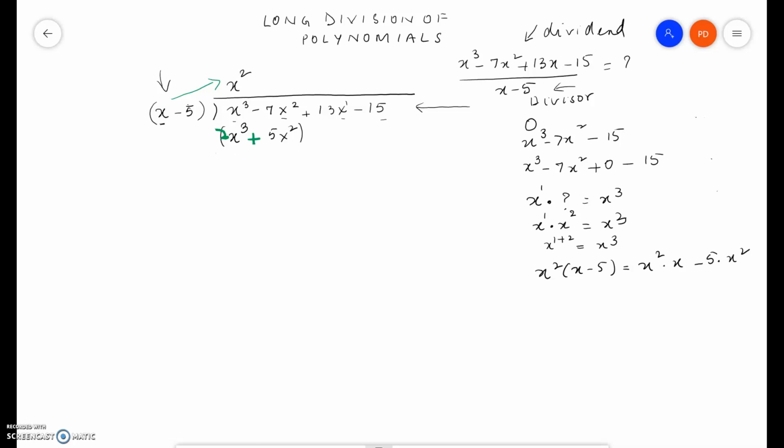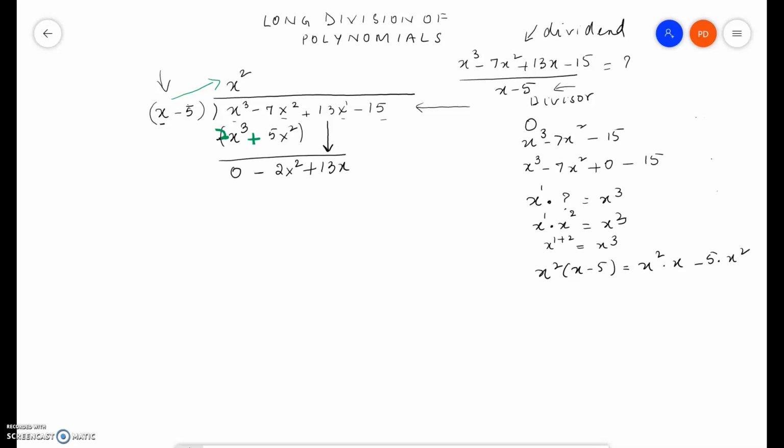So we have x cubed plus negative x cubed. Remember, we distributed the minus, that is 0, and that was the plan. Negative 7x squared plus 5x squared is negative 2x squared. So notice that the x cubed term is eliminated. Now we bring plus 13x down, and we repeat the process.